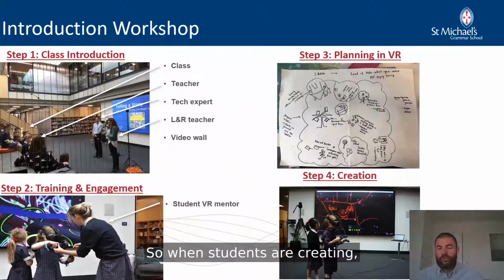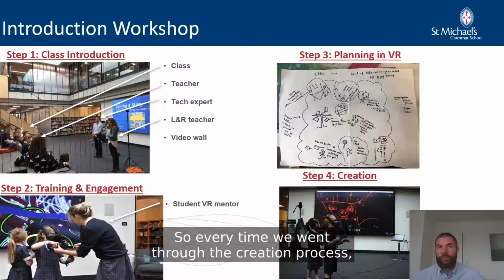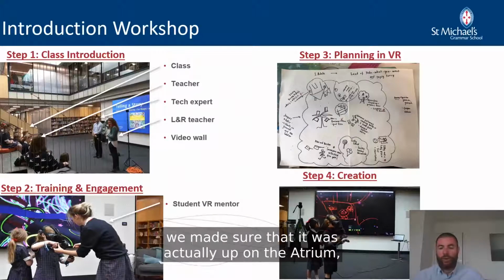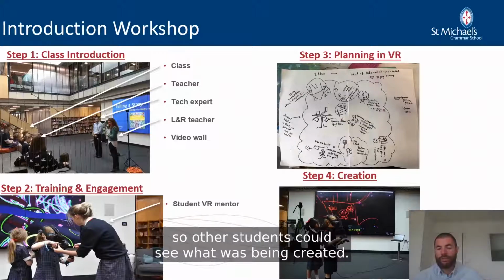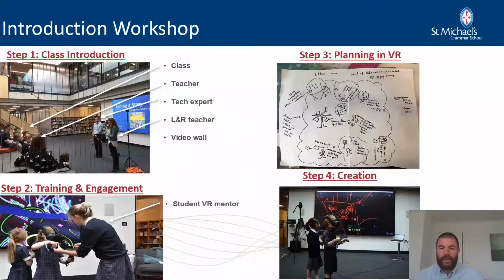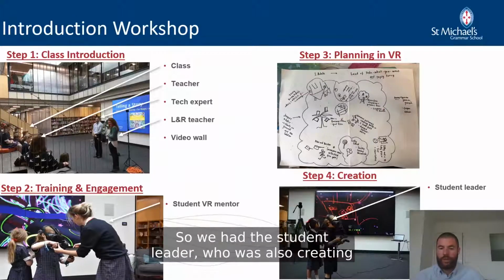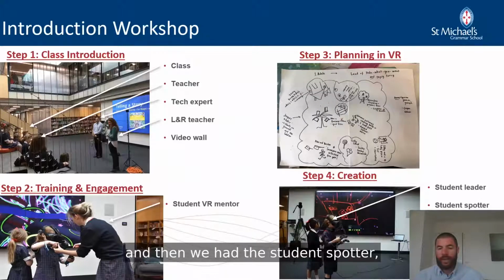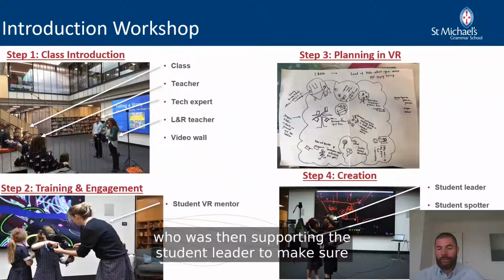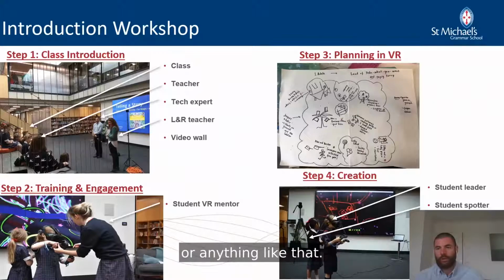When students are creating, it's really important that this is visible to the whole class. Obviously in VR, the only person that can really see it is the person with the goggles on. So every time we went through the creation process, we made sure that it was up on the atrium so other students could see what was being created. During this stage, we also had set roles. We had the student leader, who was also creating, and then we had the student spotter, who was supporting the student leader to make sure that the person didn't trip on the wires or anything like that.